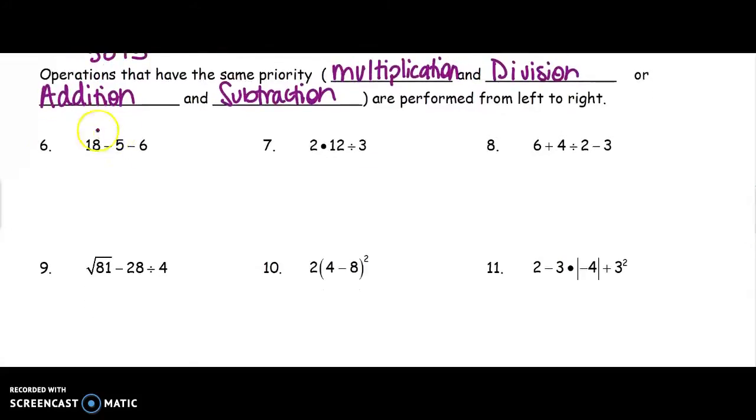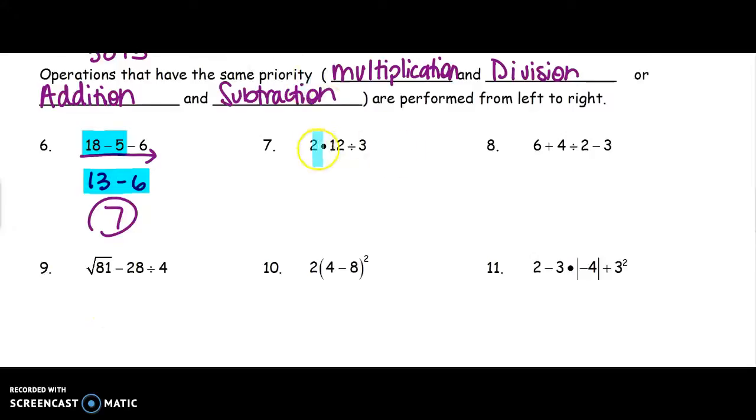So what we mean by that is, notice in number 6 we only have subtraction. We would solve this moving left to right. So you would do the first operation that you see on the left first. So 18 minus 5 is 13. And then again, bring down everything else, and then you do your last operation, which is 13 minus 6, which gives an answer of 7.